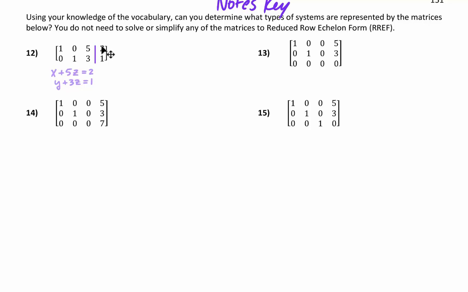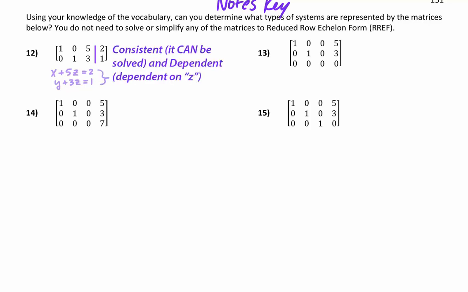So this type of matrix, where we actually have another column of numbers and we don't get that full diagonal that the reduced row echelon form would want, is considered dependent. We can get pretty close to the answer, meaning it is consistent. It's not saying something impossible, but after being consistent, it can be solved or simplified down into reduced row echelon form. We would say that this would also be dependent.